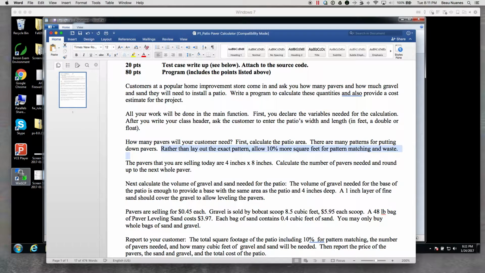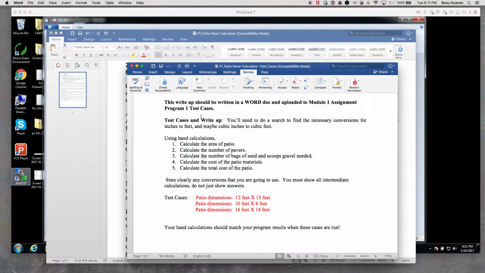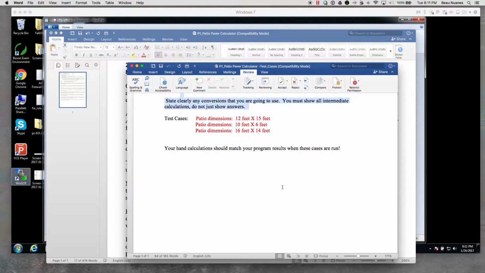So if we're looking at the test cases, the test case I'm going to go over is this one here. Patio dimensions 12 by 15 feet. And we need to make sure that we calculate for all of these. The hand calculations can be like a question that was asked earlier. You can use this Word document and just type them here at the bottom. You can do them in Excel. You can handwrite them and scan them in, whatever you need to do. And then you just turn that in on Blackboard under the test case, P1 test cases.